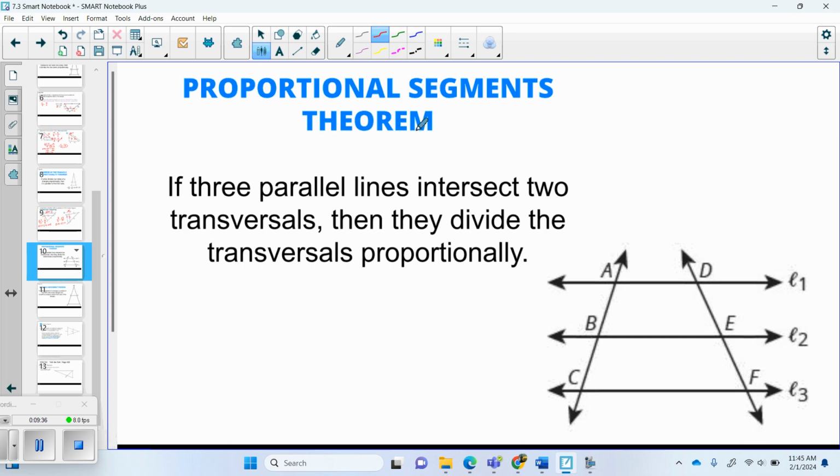Proportional segments theorem. This one's very similar to the previous one, where the only difference is the one we just learned had 2 parallel lines, and the line went like this. For this one, that line goes here, so it's then this segment and this segment and this segment and this segment. And it would still be the equal sign, and then I'd have the division sign. So this is very similar to the previous one.